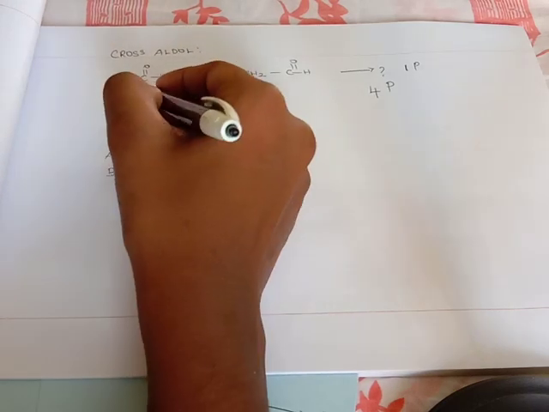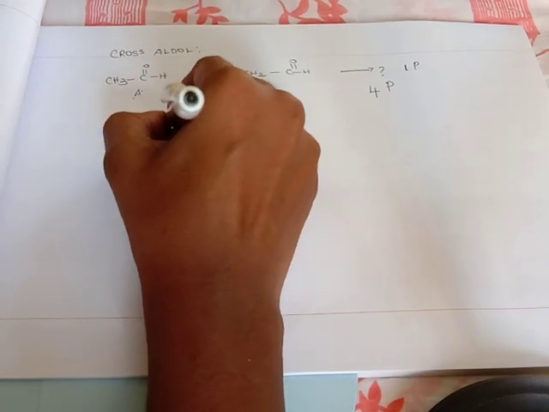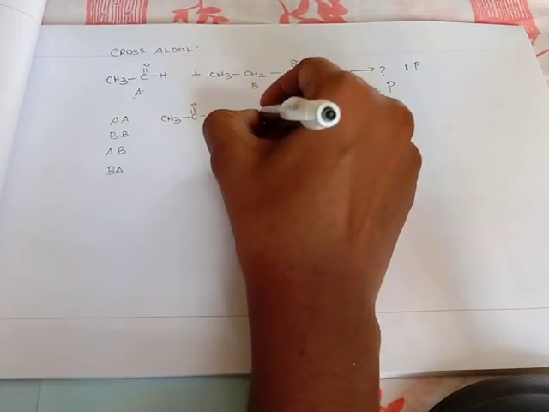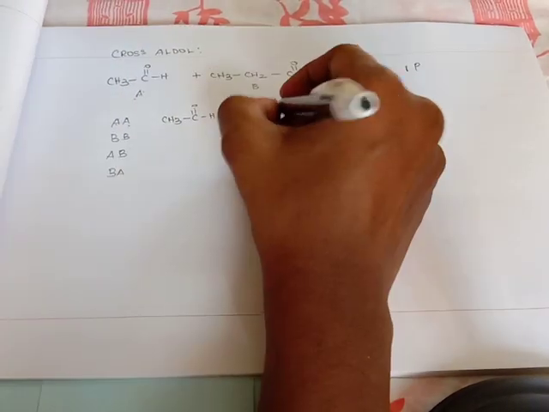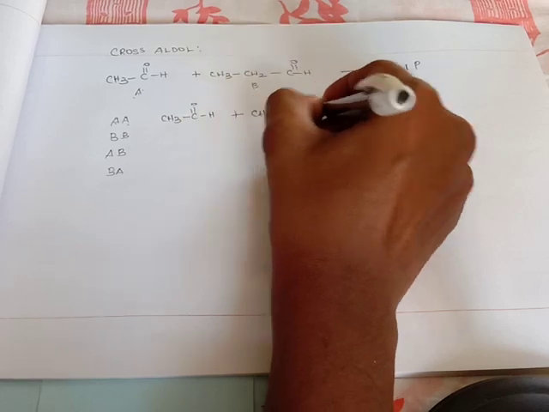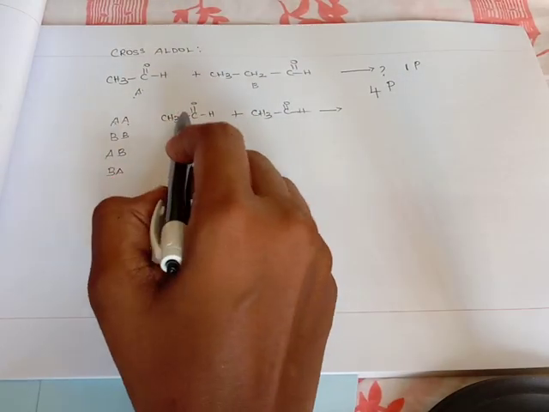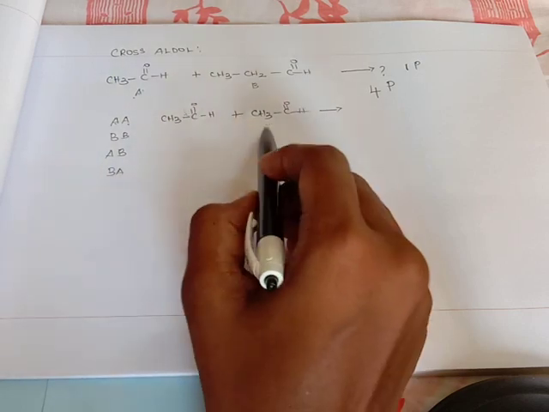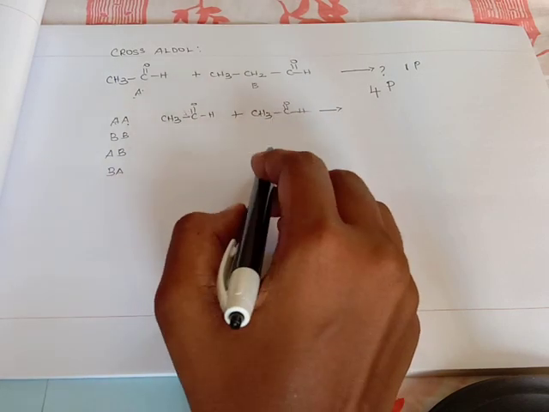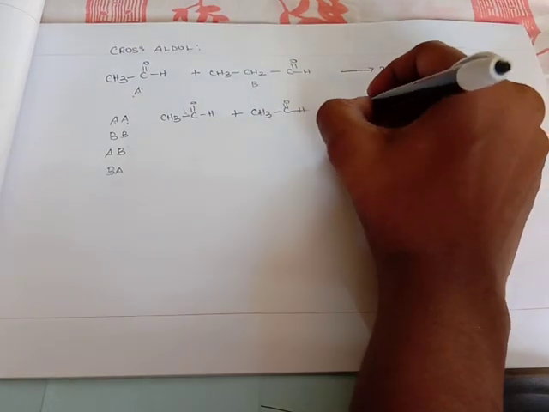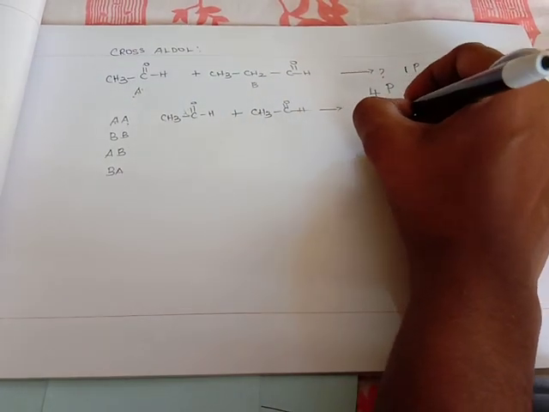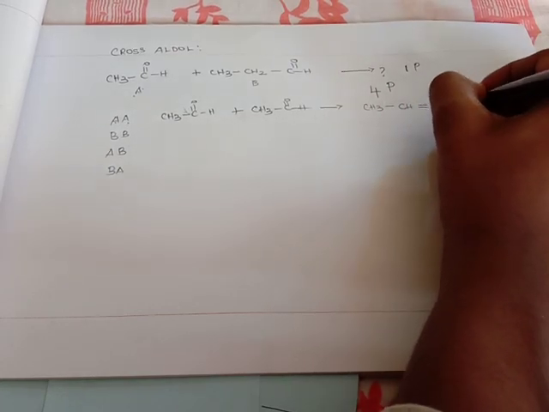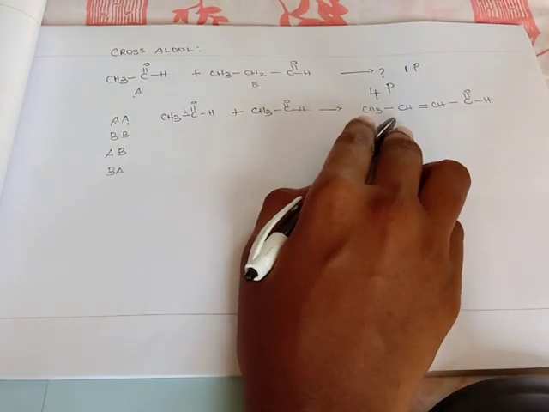A with A means, what is the A? CH3CHO. CH3CHO reacts with the same molecule, A only, right? CH3CHO. Now you do my trick. Remove the double bond O from the first one, and remove 2 alpha hydrogens from here, and then write the product. We'll get CH3CH=CHCHO. We get this product. This is our first product.